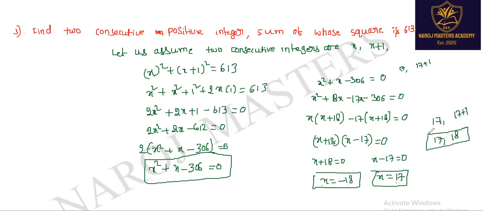These are the two consecutive numbers whose sum of squares is 613. And if you take minus 18, then minus 18 comma minus 18 plus 1, so minus 18 comma minus 17. You will get either minus 18 comma minus 17 or plus 17 comma 18. Both are correct. Okay?